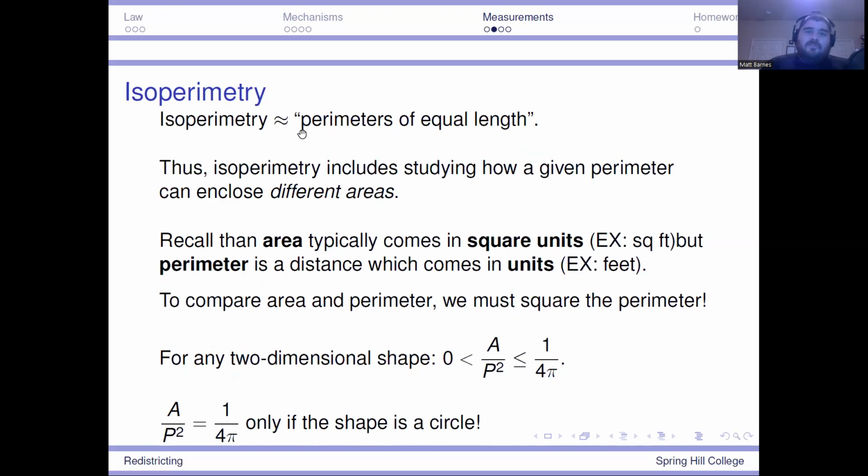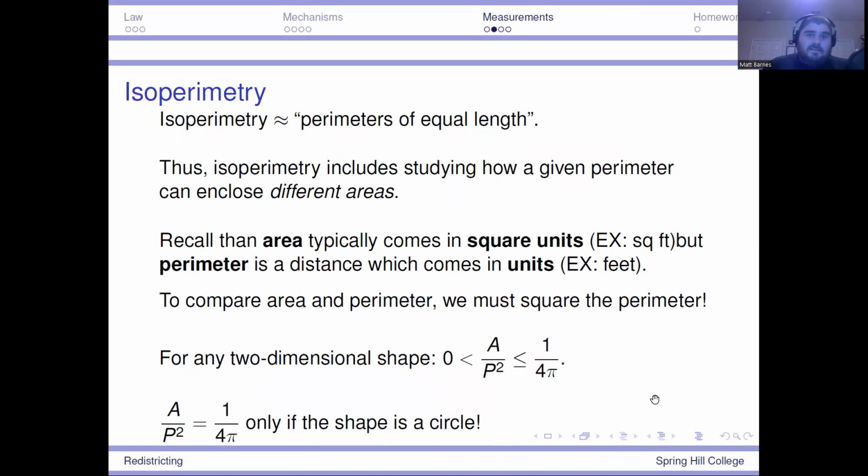So isoperimetry just means perimeters of equal length, and it's a way to study how different perimeters can enclose different areas. So if you have the same perimeter for a square as you do for a rectangle, as you do for a triangle, as you do for a circle, each one of those is going to enclose a slightly different area, even though it is the same perimeter. So you can imagine having some fence that you need to set out, and depending on what shape you put the fence in, determines how much land the fence is enclosing.